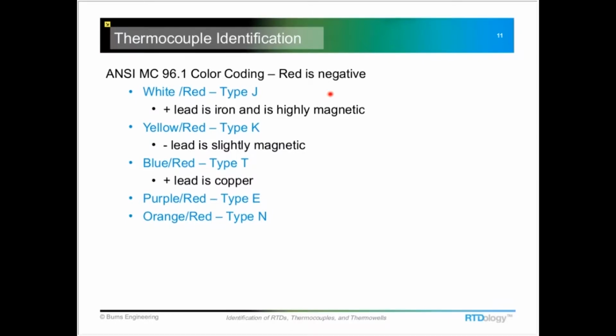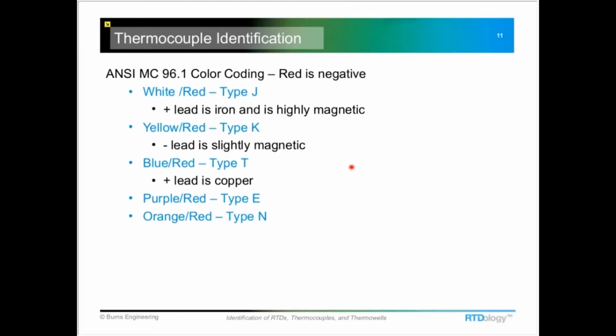And it can be a little confused with the type K, because the negative lead, the red one, is going to be slightly magnetic. And if you have two of them side by side, it's very easy to tell, but a refrigerator magnet will actually probably just stick right on this iron lead, whereas if you stuck it on the type K, it'd probably fall off, but you'd still notice just a little bit of a tug with it.